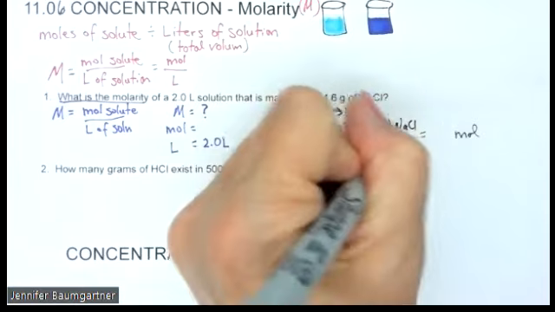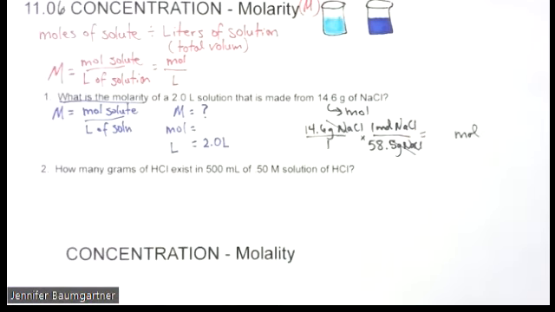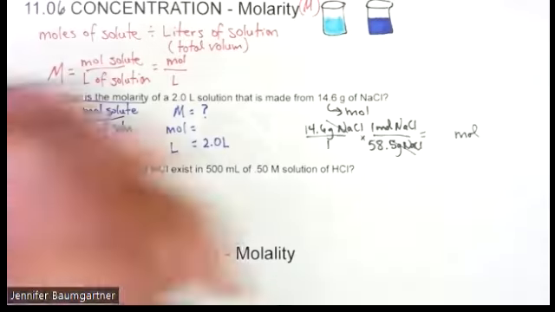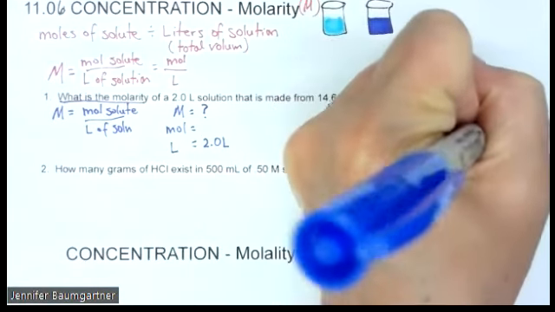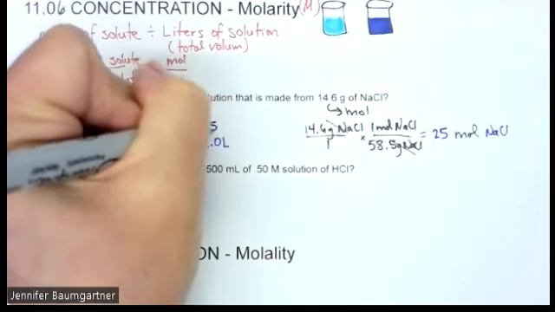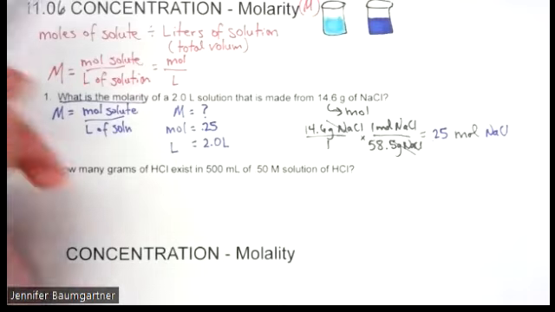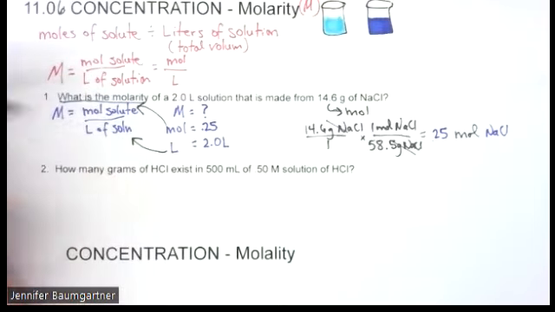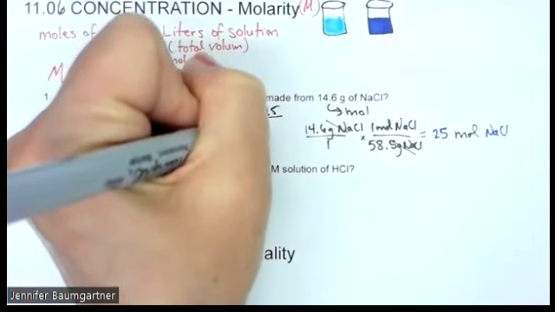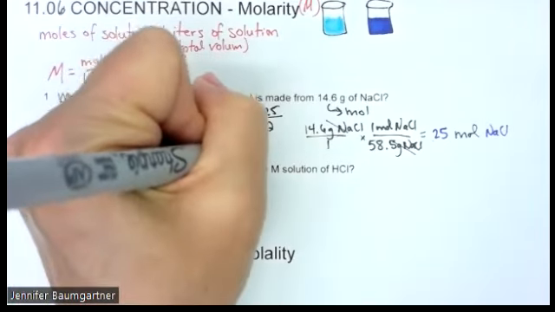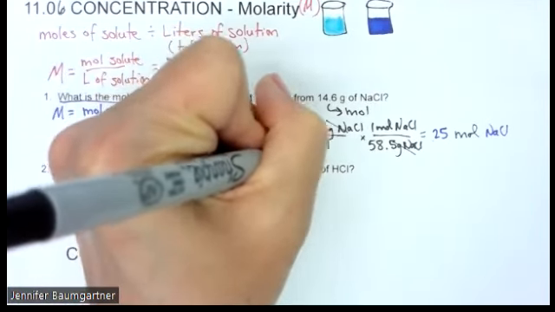I'm going to cancel my units. Grams is going to cancel. That's going to leave me with moles. And when I multiply and divide, 14.6 divided by 58.5 gives me 0.25 moles of NaCl. Now I can bring that over here, so I can plug my values into my equation. Moles is going to go here. Liters is going to go here. So I know that my molarity is going to be 0.25 divided by 2, which gives me a 0.125 molar solution.